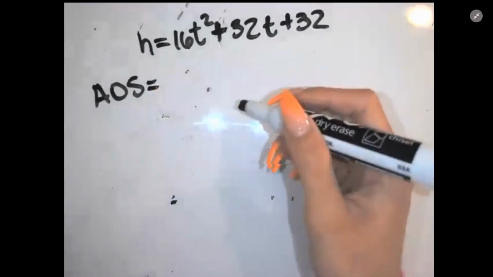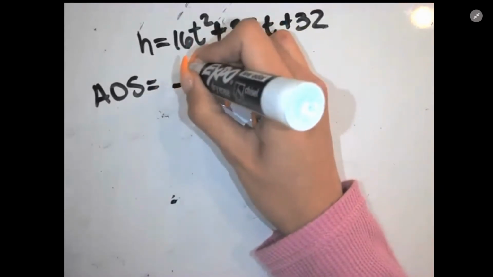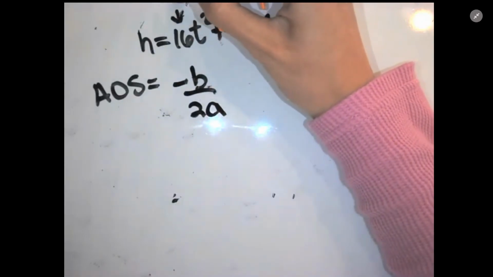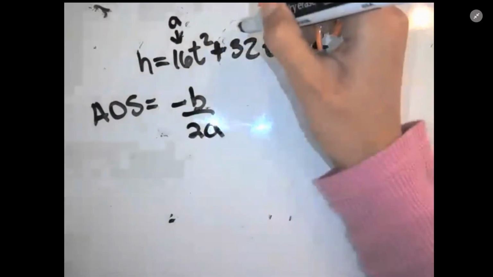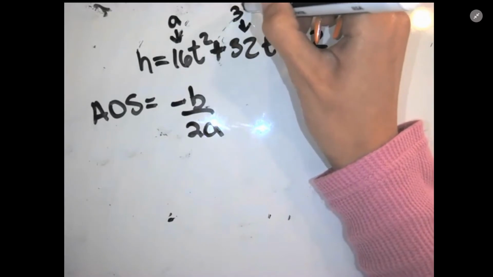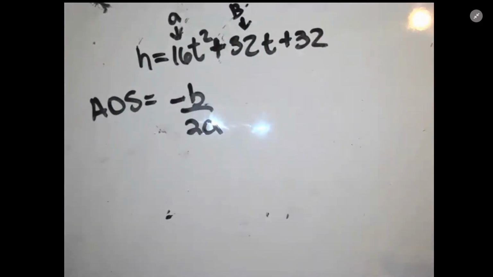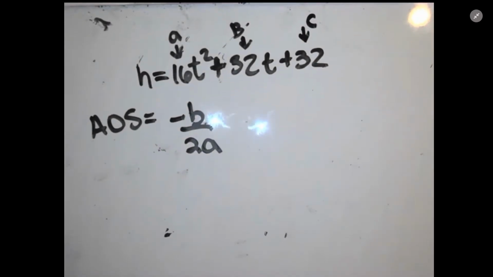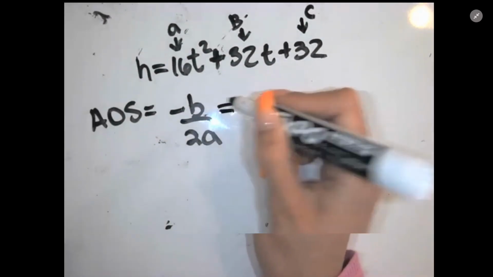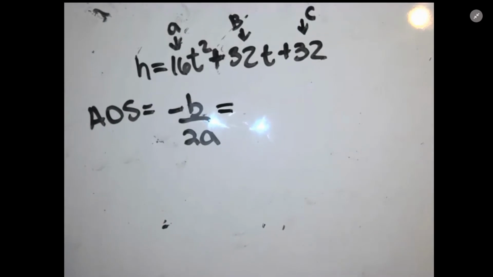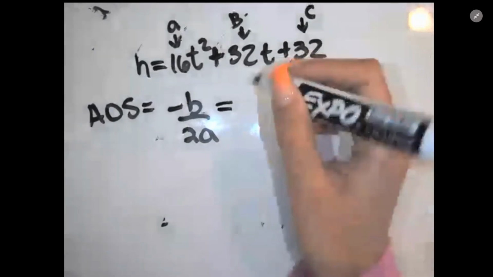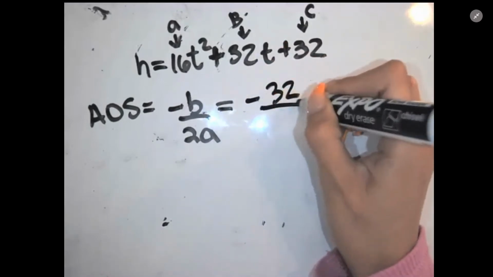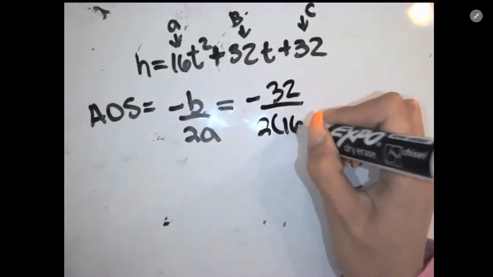Okay, so for the axis of symmetry, we have the equation negative b over 2a. So we know that our 16 is a, and 32, which is the middle term, is our b. So the last term would be our c value, right? Okay. So once we identify a and b, we can just plug it into our equation. So here we would have negative 32 over 2 times 16.